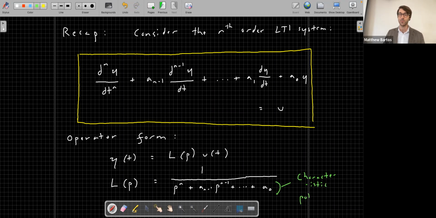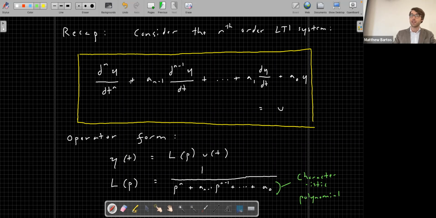Characteristic polynomial, very good. It's called the characteristic polynomial because it contains essentially all the information you need to characterize the homogeneous response of the system, which I'll talk about in a little bit. But remember that the roots of this characteristic polynomial are going to play an extremely important role in determining the system's response. Okay, so just remember that term, characteristic polynomial.